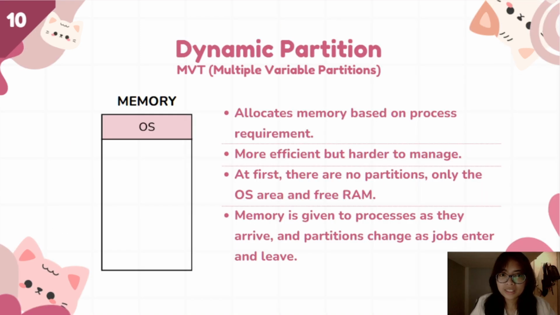Here in dynamic partitioning, also known as MVT or multiple variable partitions, it allocates and deallocates memory in a flexible way because, based on the name dynamic, the memory is changing and able to adjust for arriving processes. So it allocates memory based on process requirement because when the process arrives, it gets the exact amount of memory, unlike in fixed partitioning where there is wasted space or internal fragmentation.